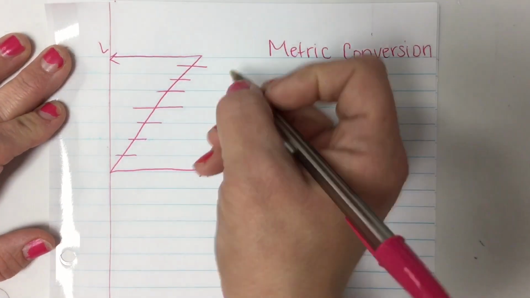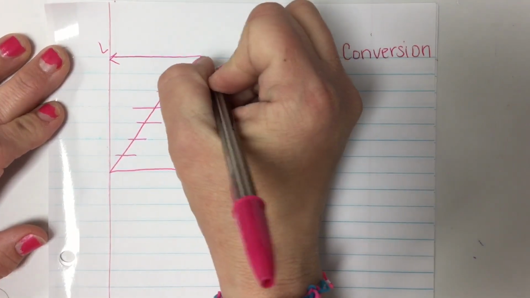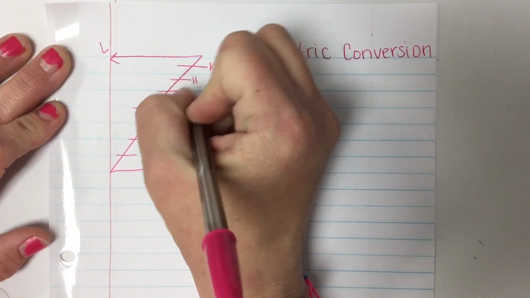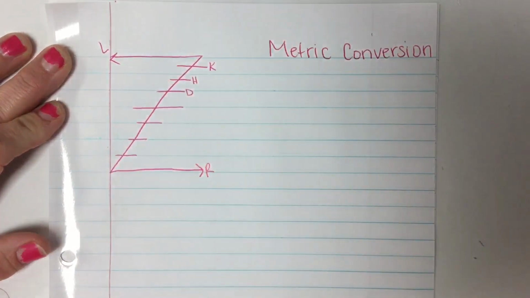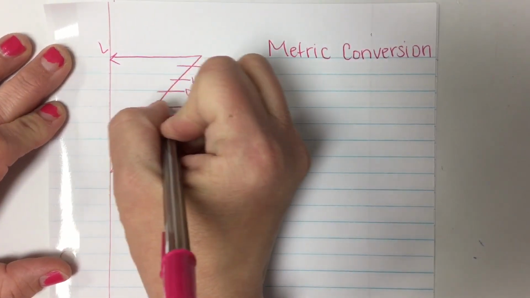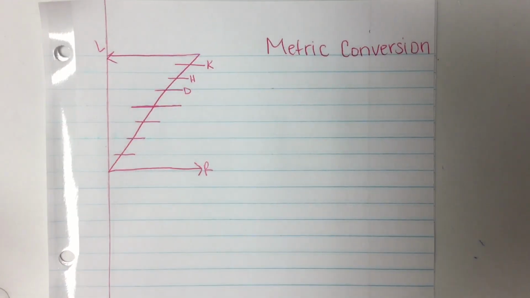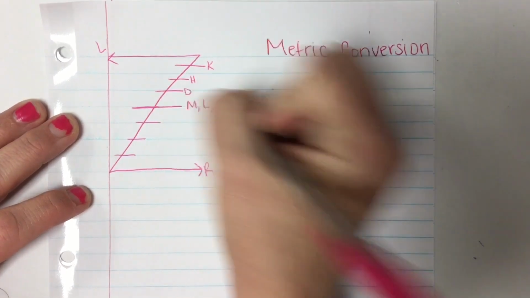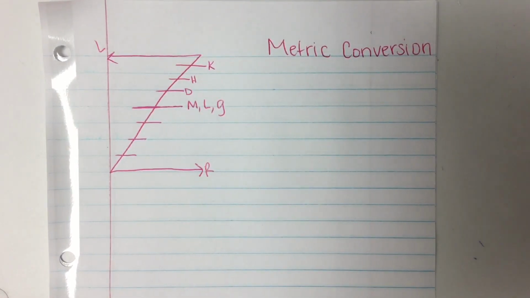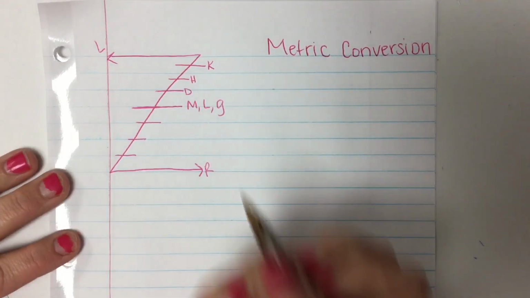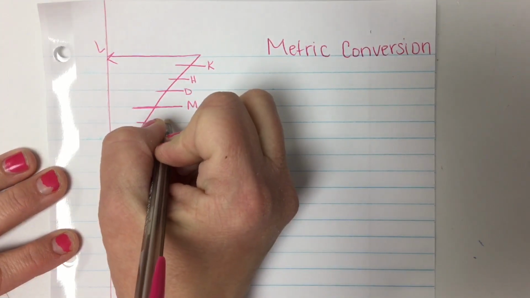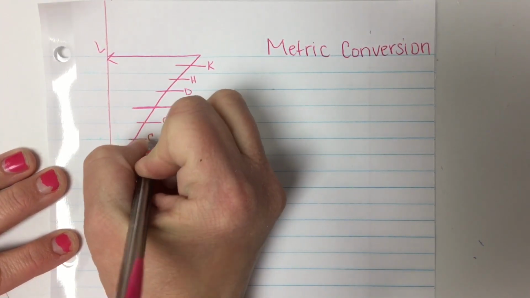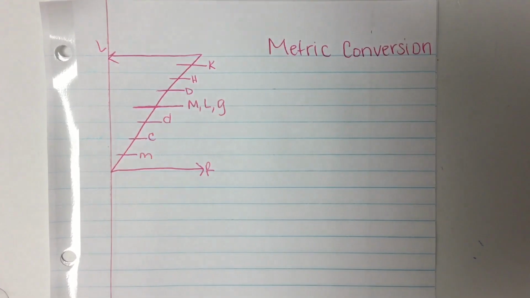Remember, the 3 on the top are your big King Henry dance: kilo, hecta, deca. And then your big step in the middle is where your base is. That's your meters, your liters, and your grams. So everything surrounds itself around meters, liters, and grams. And then underneath is your bottom 3, your deci, your centi, and your milli. Those are your little measurements.